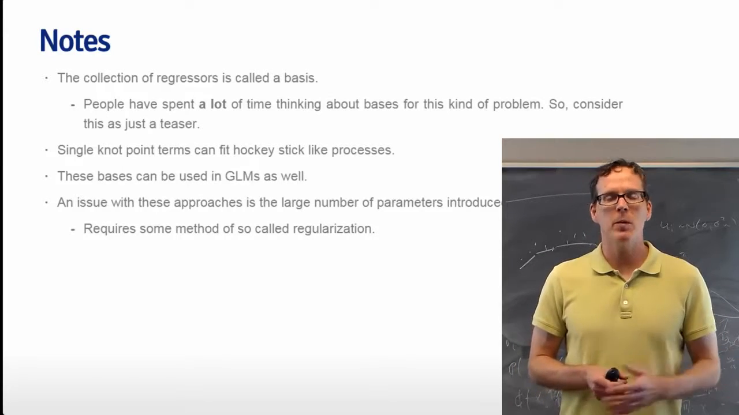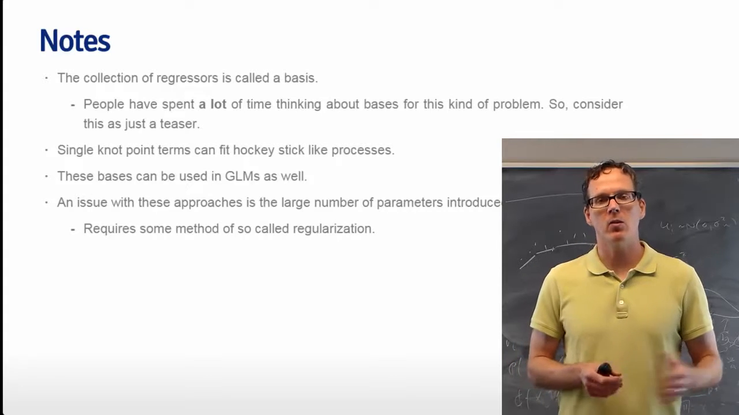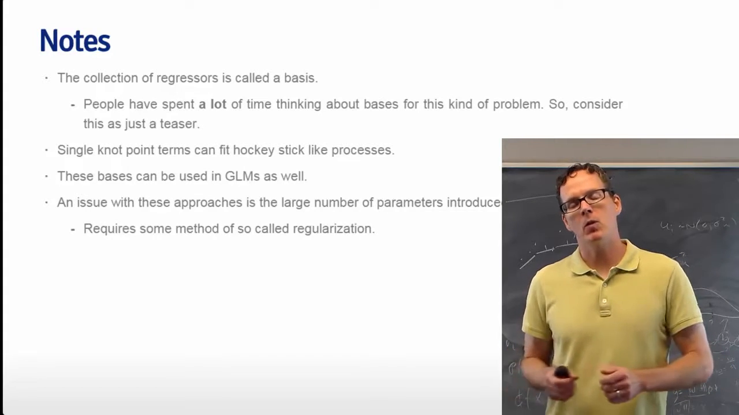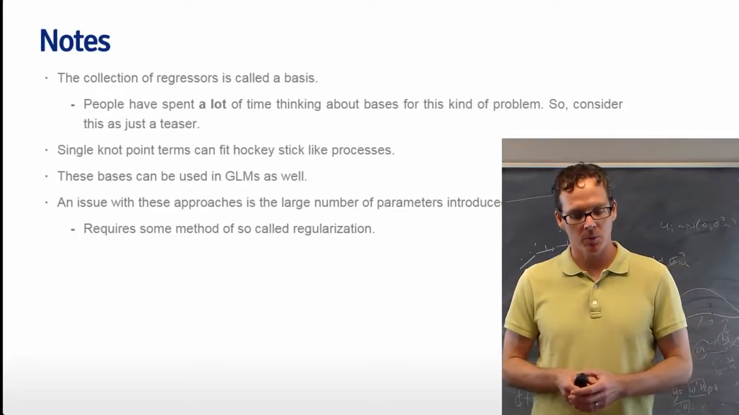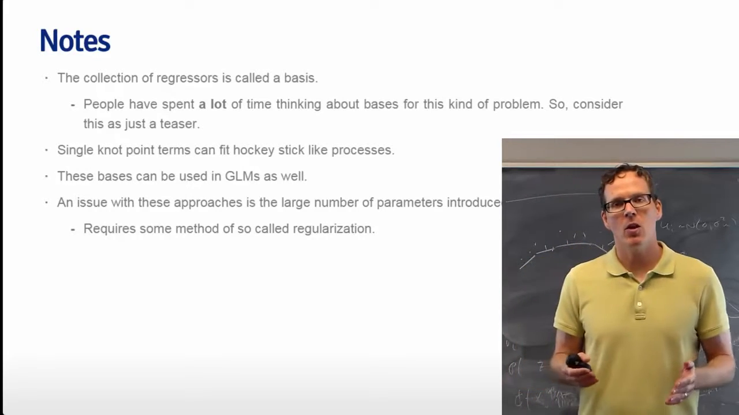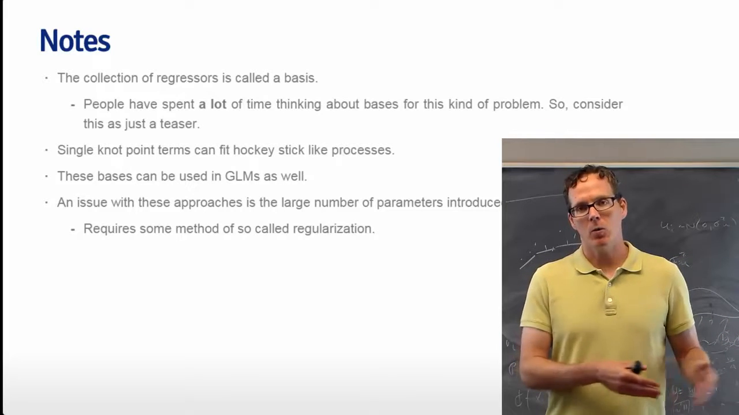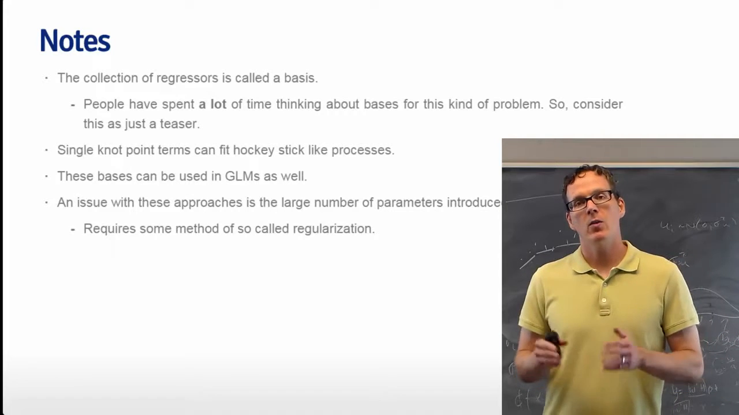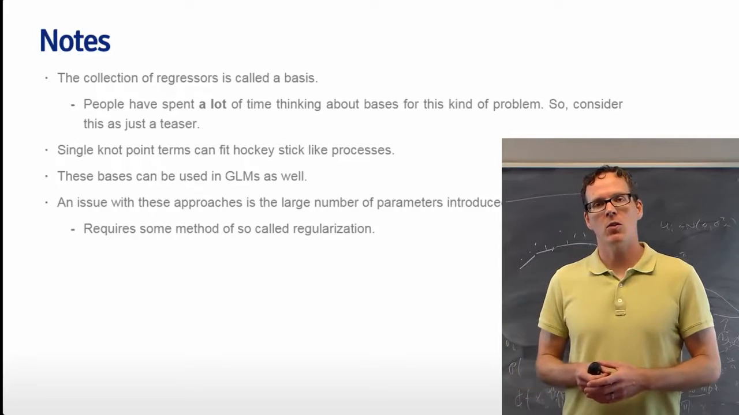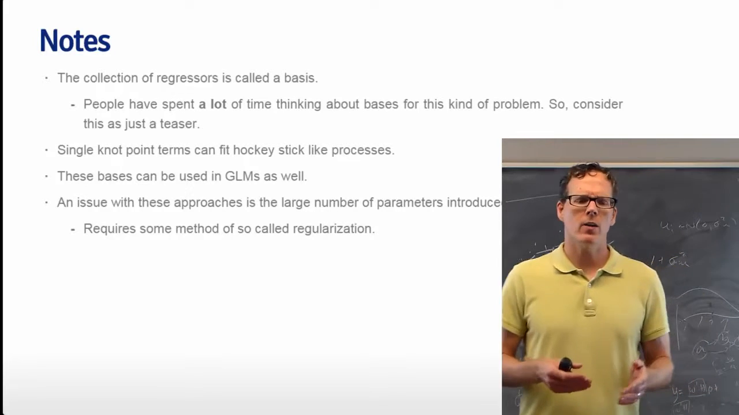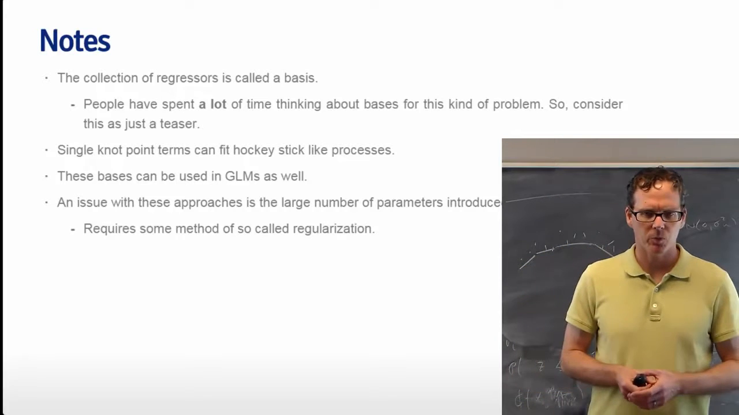People have spent a lot of time thinking about these things, and there are a lot of different kinds of bases that you can look at, and each basis has its strengths and weaknesses. Some of the most notable bases are the Fourier basis, that we'll talk about a little bit in a slide, the wavelet basis, and then spline bases like the ones we're just considering. And there are a lot of different kinds of spline bases.